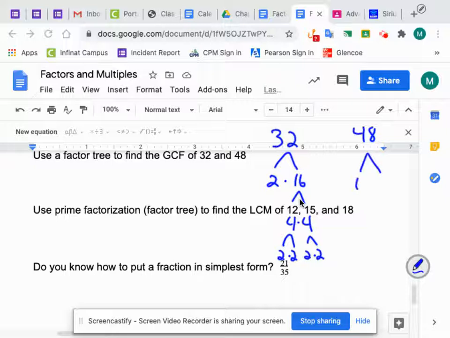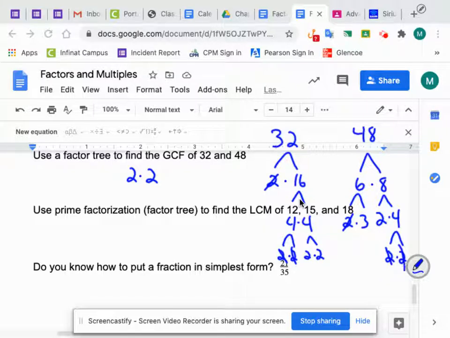48, I'm going to do 6 times 8, 2 times 3, 2 times 4, 2 times 2. So now I need to pair up numbers from both of them. So I'm going to pick this 2 and this 2. So I'm going to do 2 here, this 2, and this 2. So here, and this 2, and this 2.